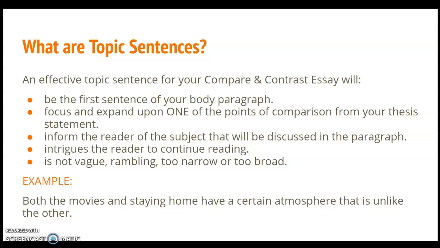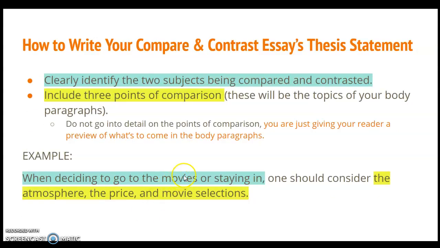Now, I want us to go back real quick to the thesis statement because this is very important. When you do your body paragraphs, your points of comparison, your body paragraphs should align with the order that they are in the thesis statement. So you'll see right here, she says her points of comparison are the atmosphere, the price, and movie selections. So the first body paragraph should be about the atmosphere. Go in the same order as your thesis statement. Then the second body paragraph will be about the price, and the third body paragraph is about the movie selections. Make sure you go in the same order because this is your roadmap for your essay, okay?